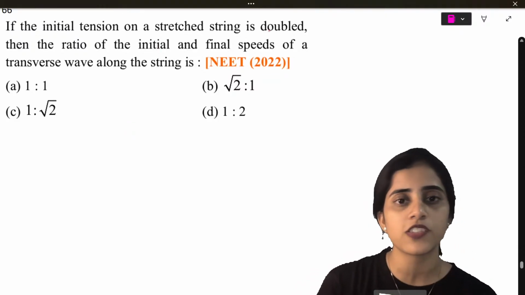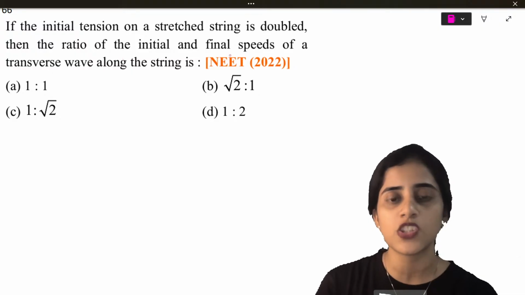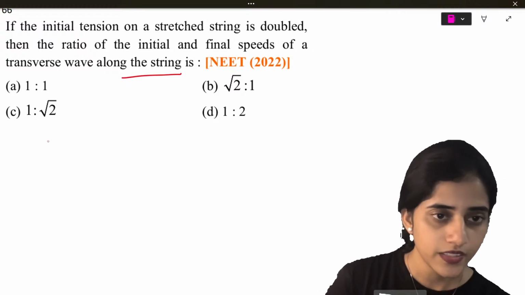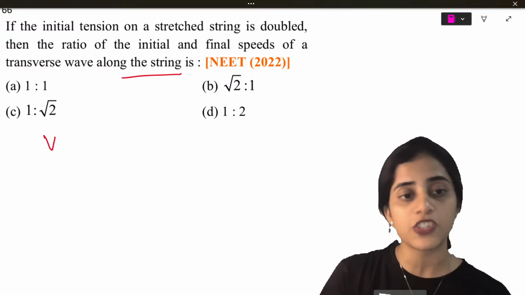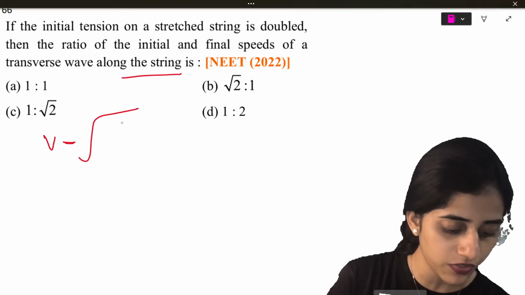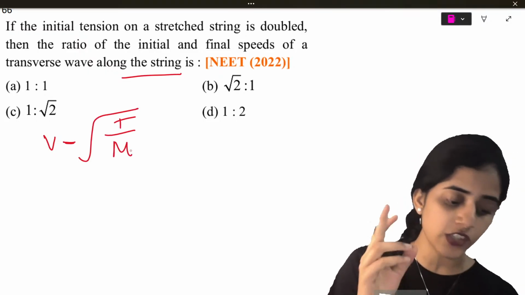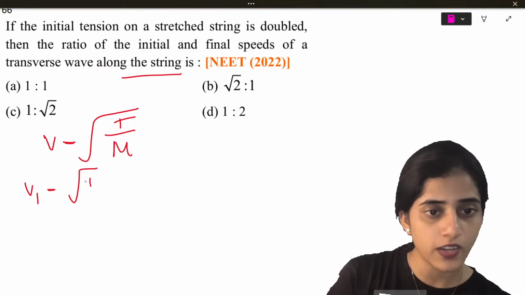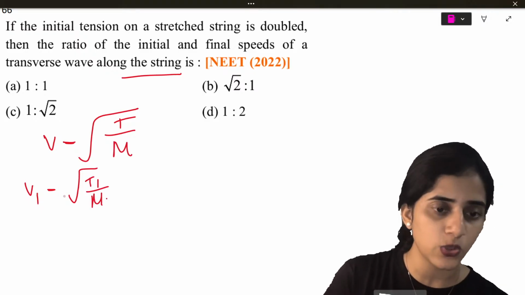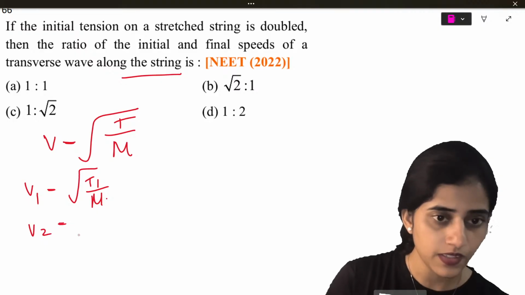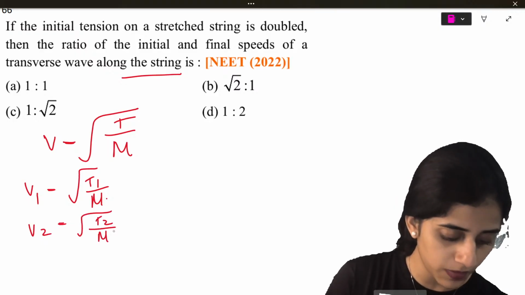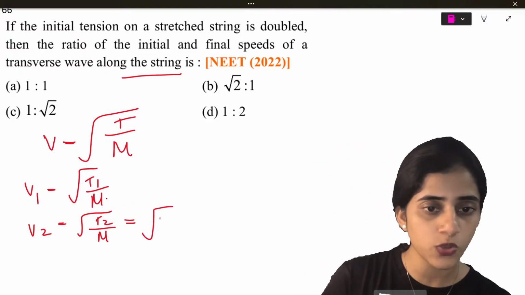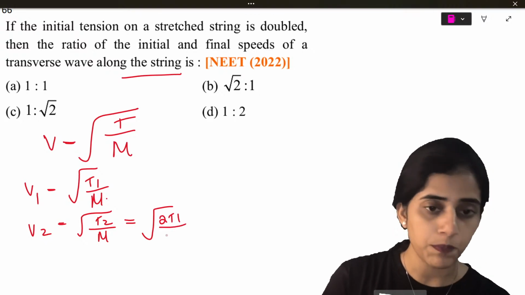If the initial tension on a stretched string is doubled, then the ratio of the initial and final speeds of a transverse wave along the string is. So we know that for the speed of a transverse wave, V is square root of T by mu. What is T? T is the tension of the string. Mu is the linear density. So V1 would be what? Square root of T1 by mu. V2 will be square root of T2 by mu. Now, this is double. That is given to you in the question. So T2 will be 2 times T1 by mu.